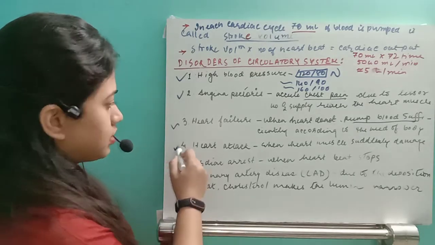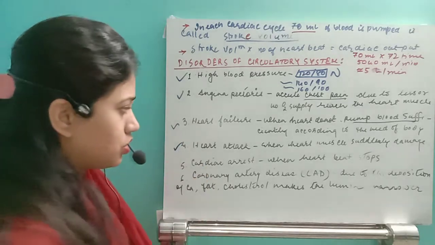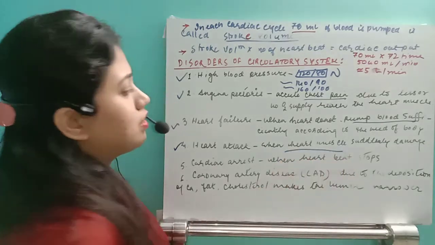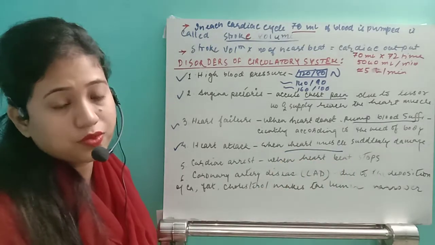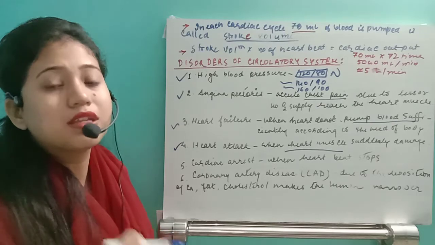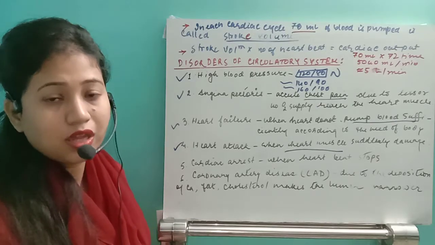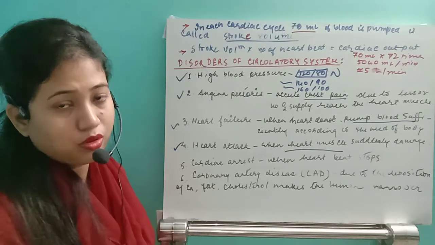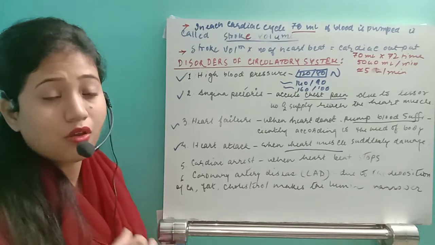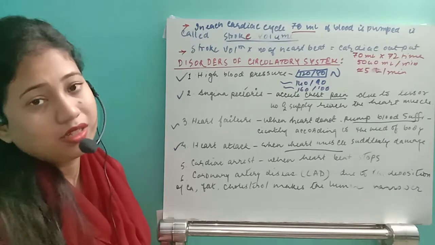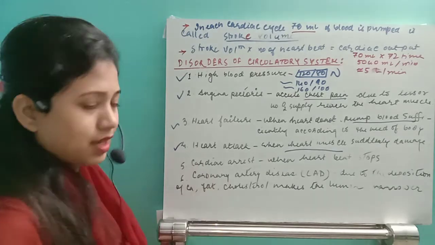Next one is heart attack. What is the heart attack condition? This is a condition when the heart muscle suddenly stops. The muscle does not work. Suddenly, suppose the SA node stops working, the Purkinje fiber stops working, the bundle of His stops working, then this condition is called heart attack.